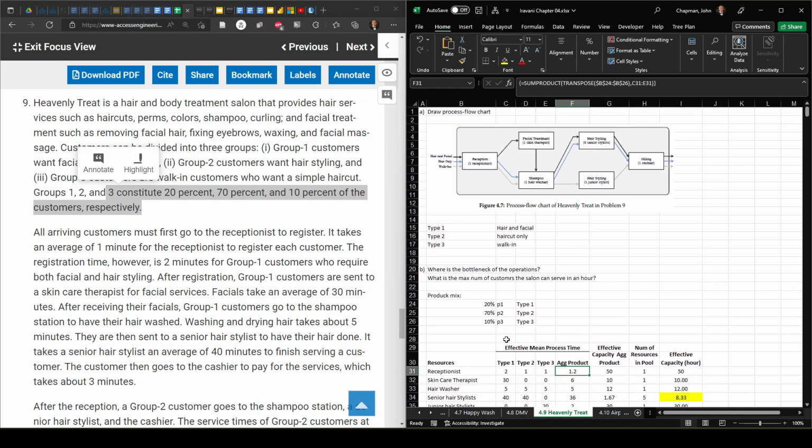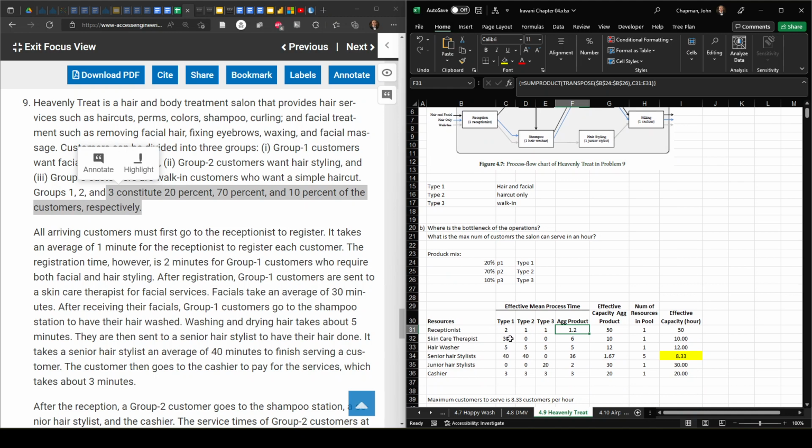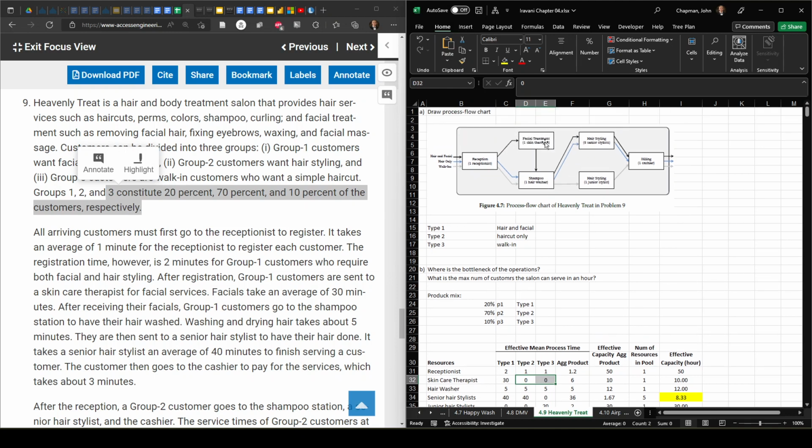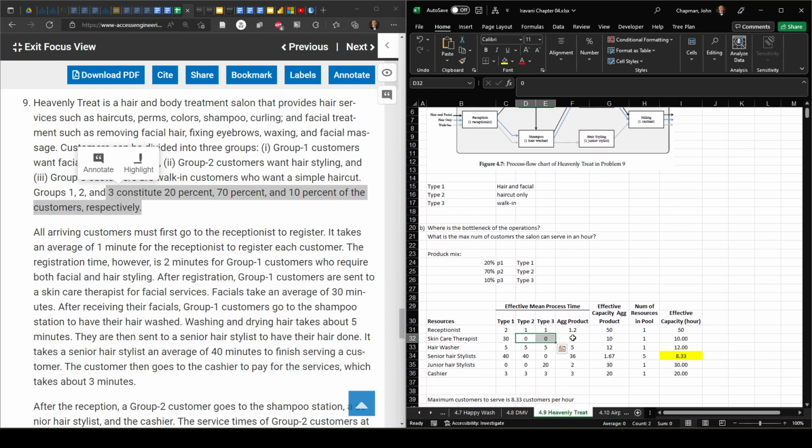For the skin care therapist, which is the facial treatment stage, that is a 30-minute process, and that's only for type 1 because type 2 and type 3 customers do not go through that activity or that stage. So the aggregate effective mean process time is 6 minutes, in part because only 20% of customers come in for skin care or facial treatment. So we're going to do that for each one of these resources.